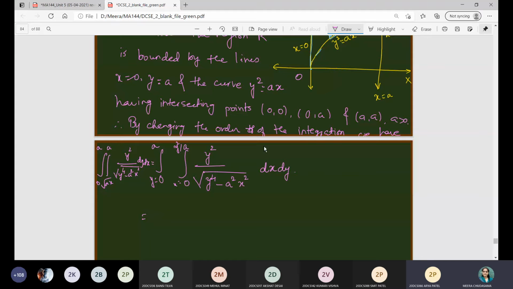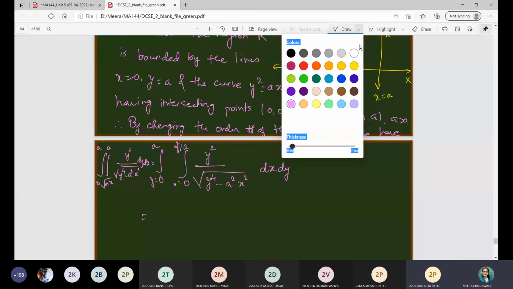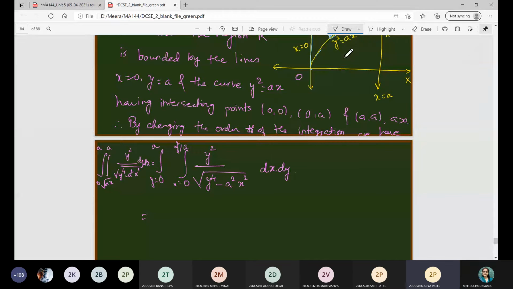Pi a square by 6. Very good. Which formula you have applied for the integration? Sine inverse. Yes, under root, 1 upon under root a square minus x square. Very good.